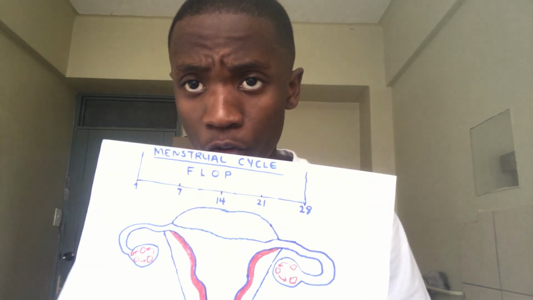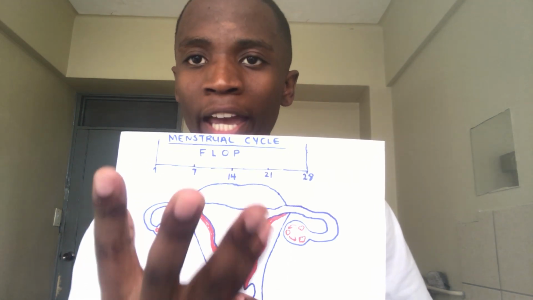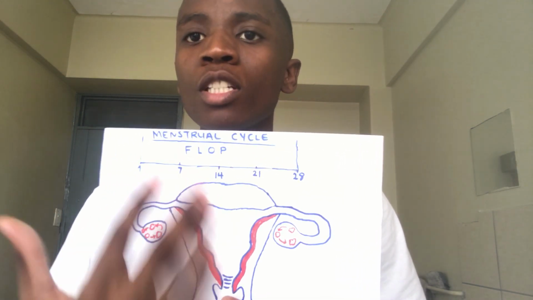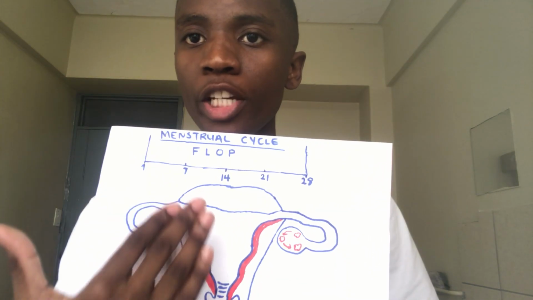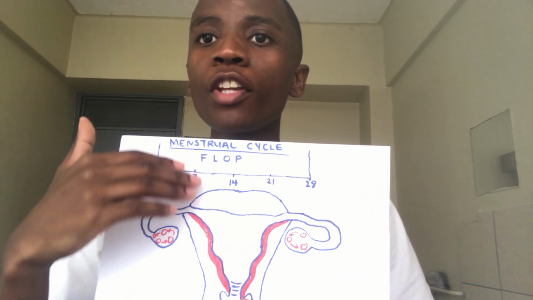So what happens at day 14? At day 14, this is the ovulation day. What is ovulation? This is the release of the egg. One of the important processes that occurs in the menstrual cycle is the ovulation day. So, on ovulation day, this is the release of the ovum.